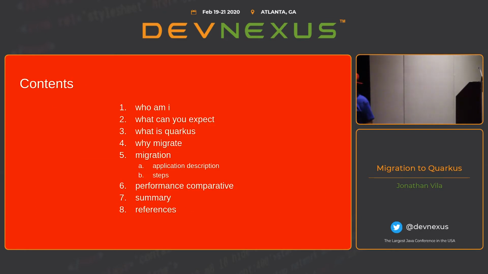A little bit of the agenda or the contents of the talk: first I will introduce myself. Probably you don't know me. And also what can you expect of this presentation? Probably you have, I don't know, high expectancies. Let's lower them down. Then, what is Quarkus? Does anybody here not know anything about Quarkus? Okay. Yeah, exactly. The rest of you are using Quarkus in production, right? No? Okay. Why migrate from Spring?